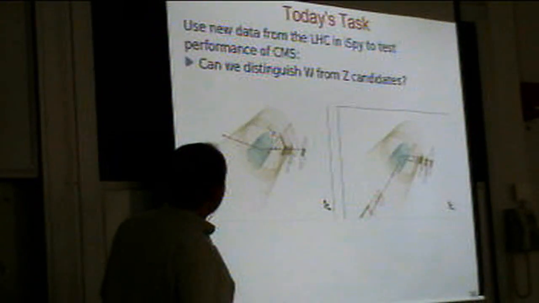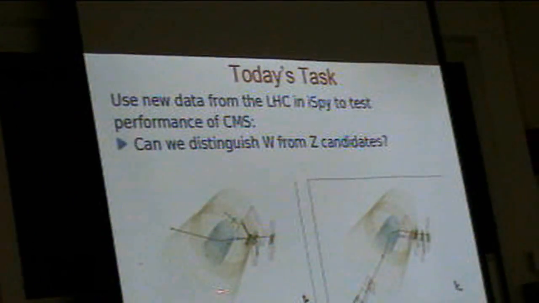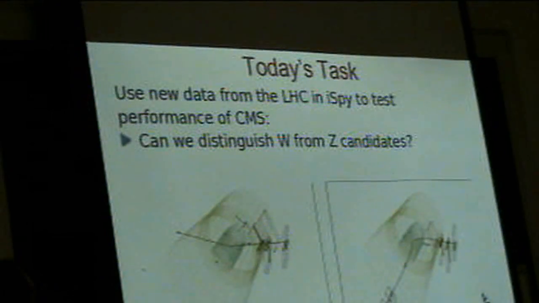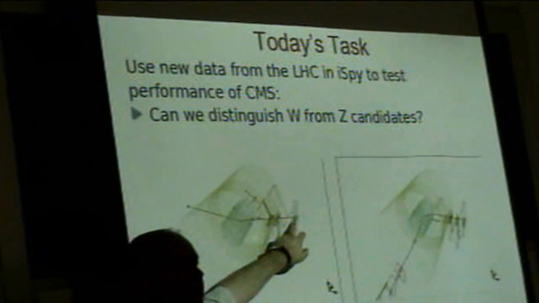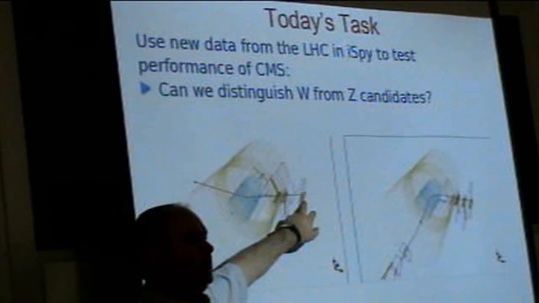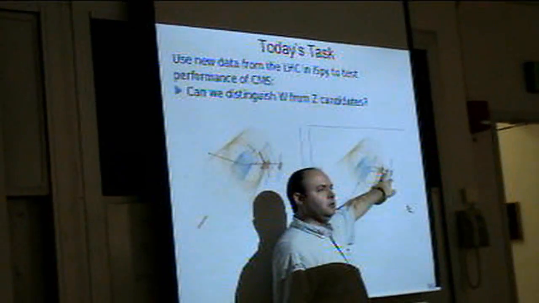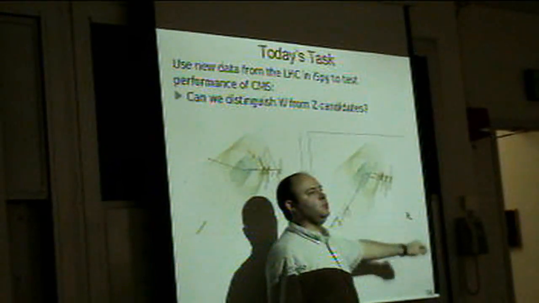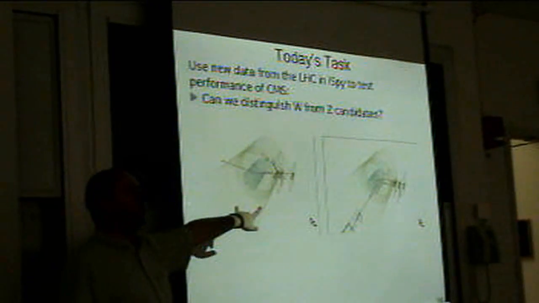Okay. So actually, today we're going to be seeing if we can distinguish a W from a Z event. So for example, here you have a neutrino and a muon. So this is a W to mu nu event. And here you have one muon and another muon. So this must be a Z to mu mu event. Okay? So that's your job. Tell apart these two, right?